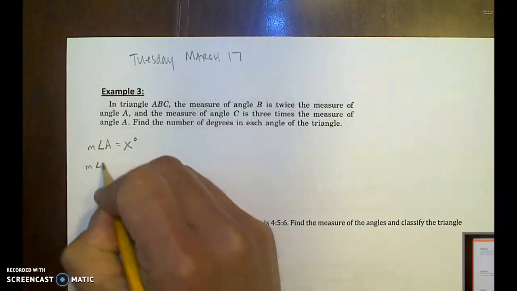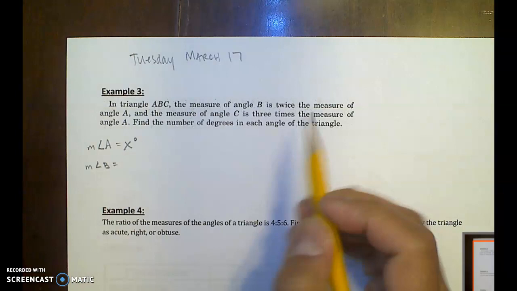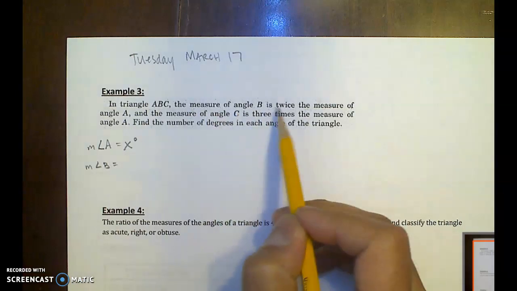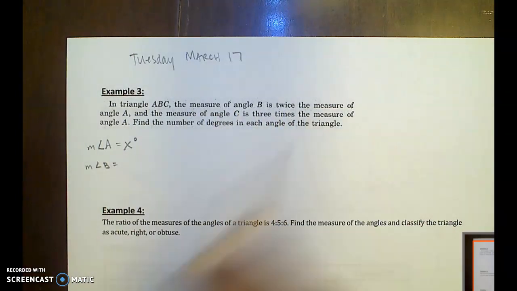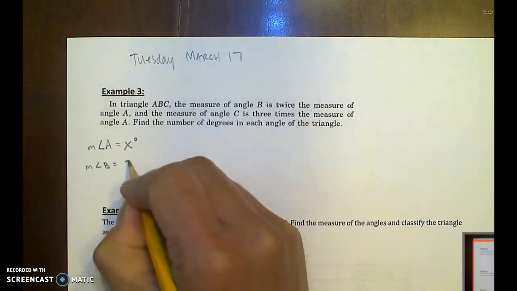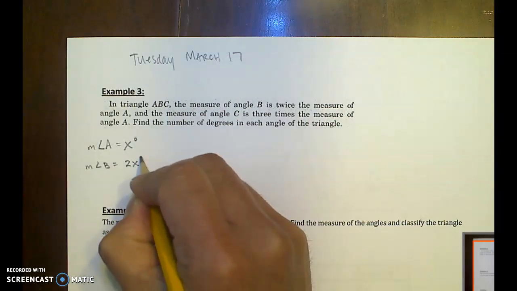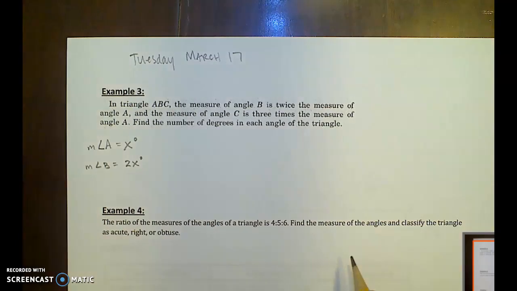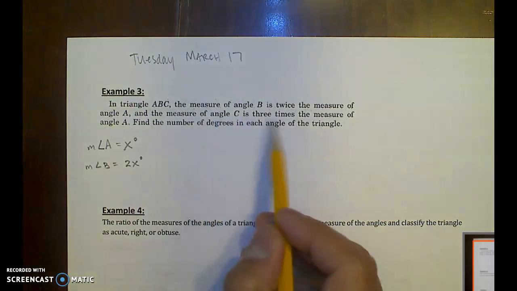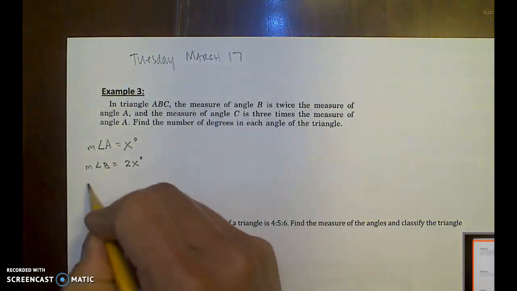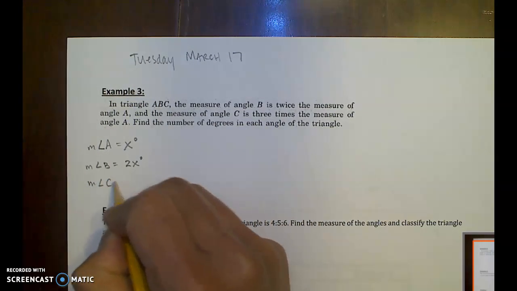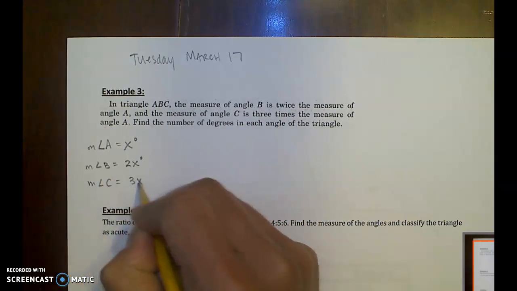The measurement of angle B, so it says here the measure of angle B is twice the measure of angle A. So twice means 2 times. So we're going to get 2x for angle B. The measure of angle C is 3 times the measure of angle A. So we're going to let the measure of angle C be equal to 3 times, so 3x.